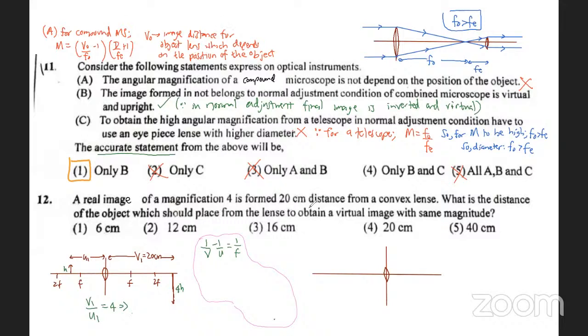So now can you tell me the number which is represented when the object is at 20 centimeter distance from a convex lens. Okay, what is the distance of the object which should be placed from the lens to obtain a virtual image with the same magnification? Let's put it that way.